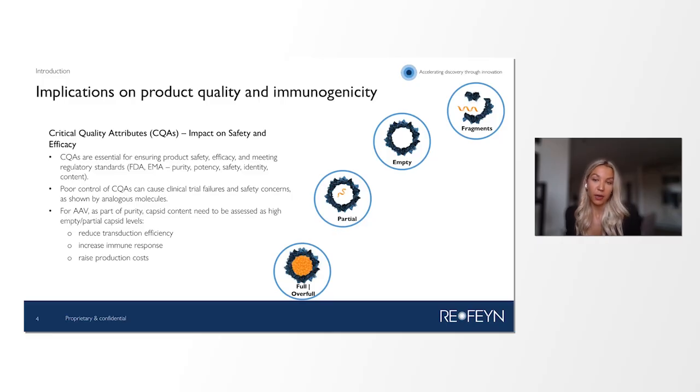The problem occurs because empty AAV capsids and partial capsids compete for the same cellular entry as full capsids, and that could reduce transduction efficiency. Moreover, several studies have proven that empty and partial capsids generated during AAV production could have a negative impact and induce an immune response. Also, having more empty capsids during production could potentially raise production costs because additional purification steps need to be introduced.